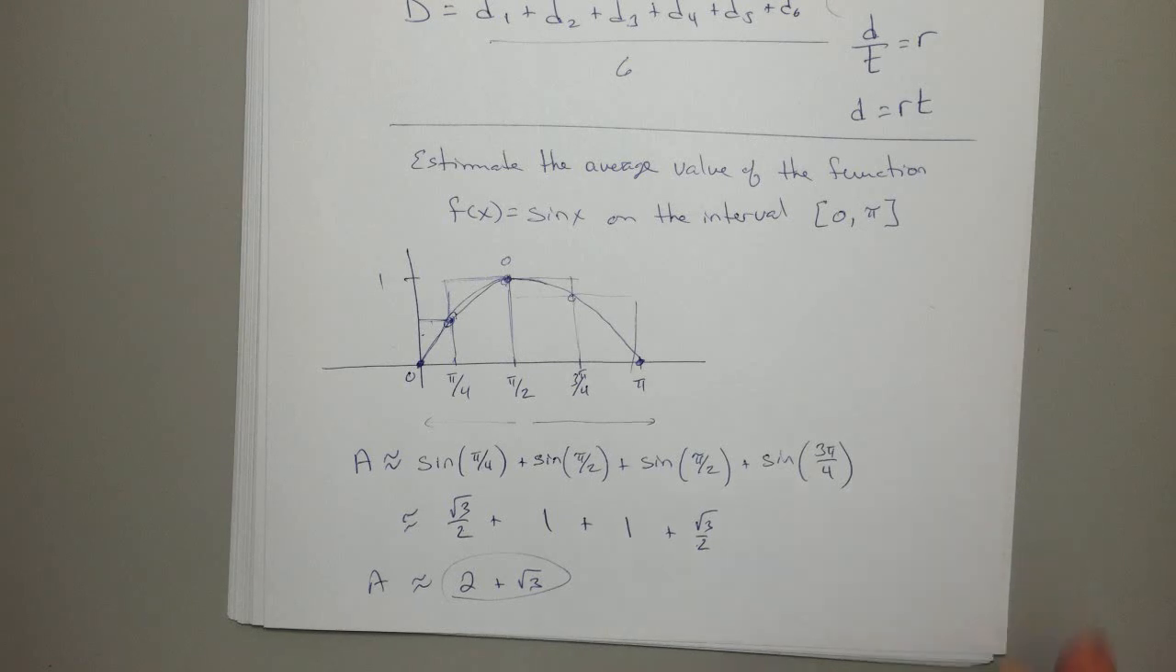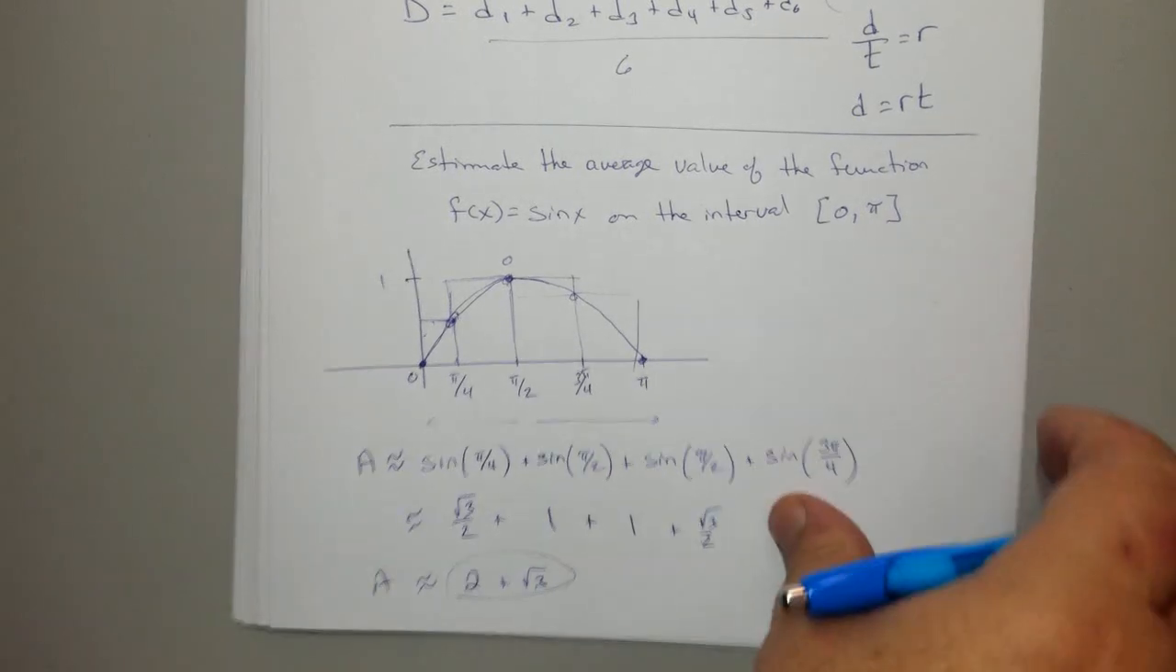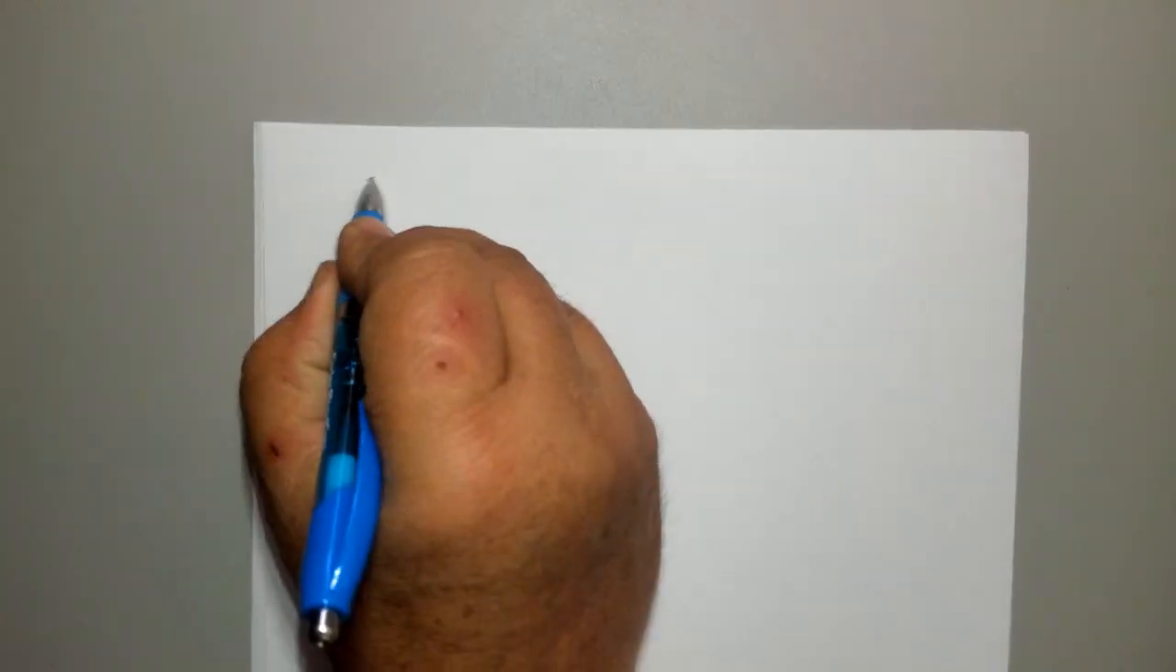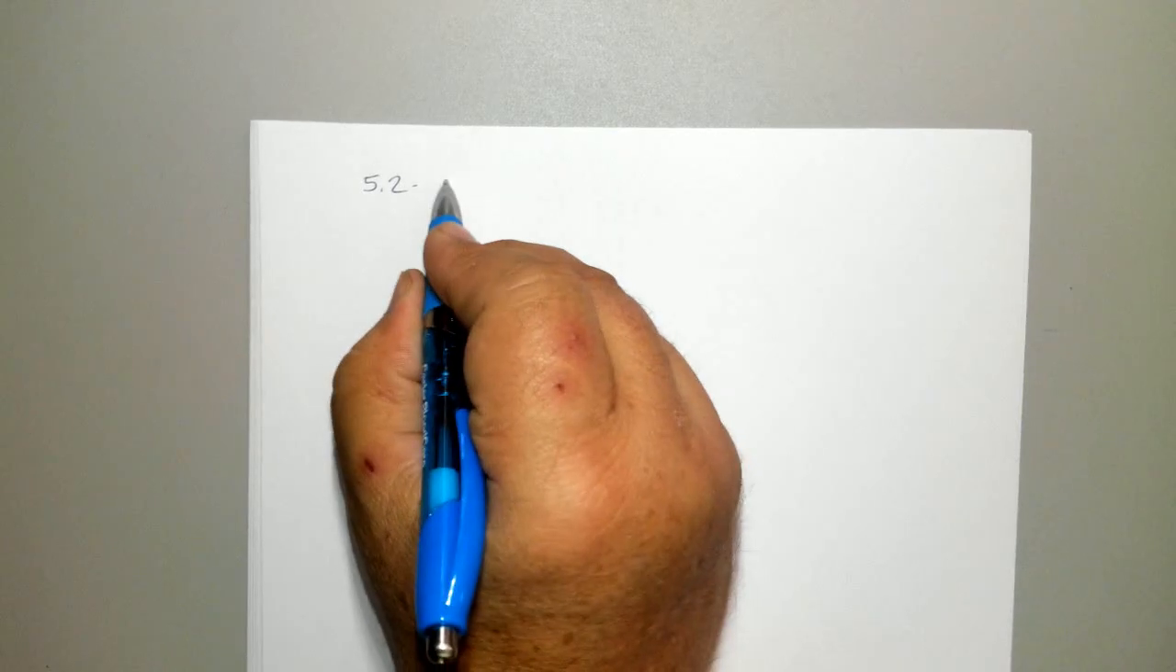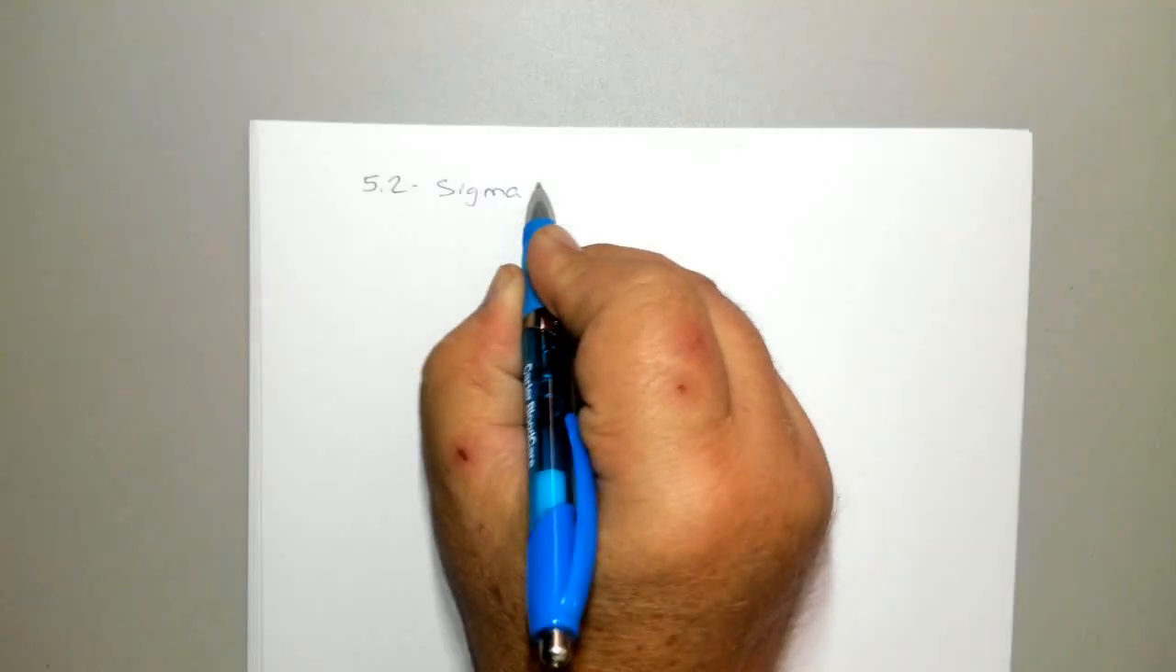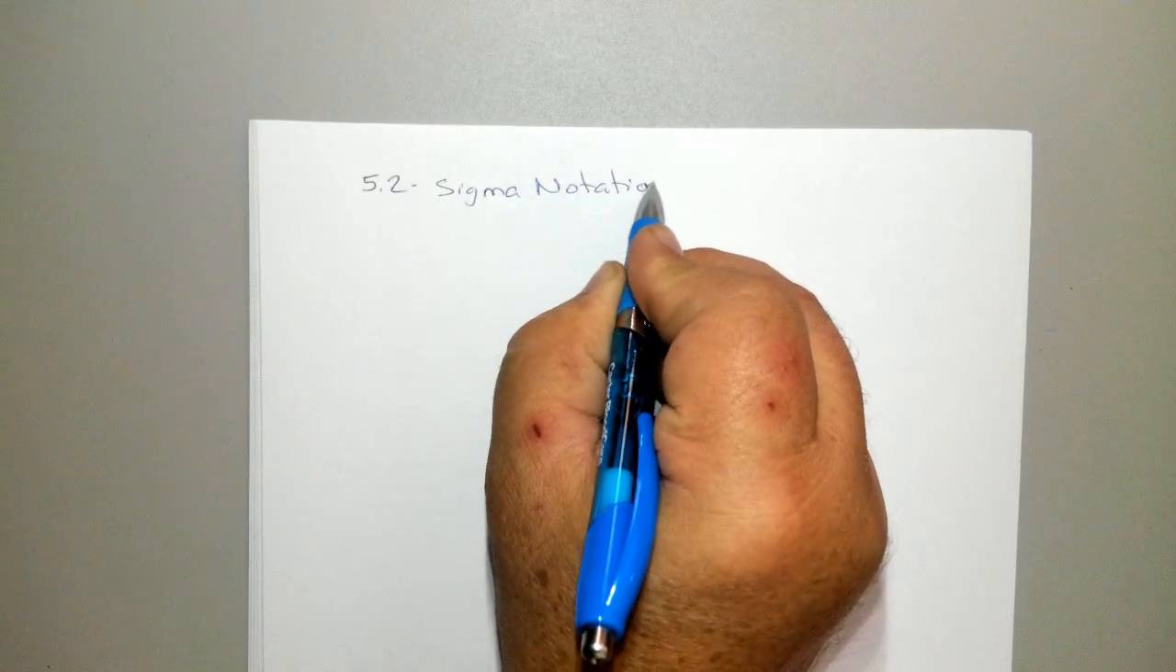Okay, let's see. That does it for section 1. Section 2, what's its title? 5.2. Sigma notation and limits of infinite sums.